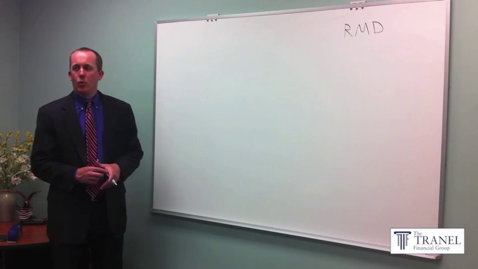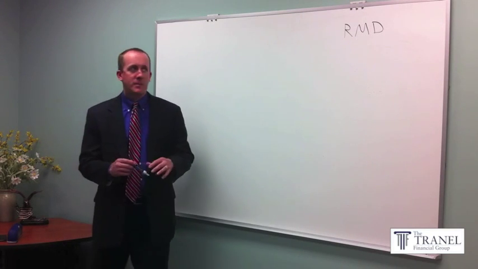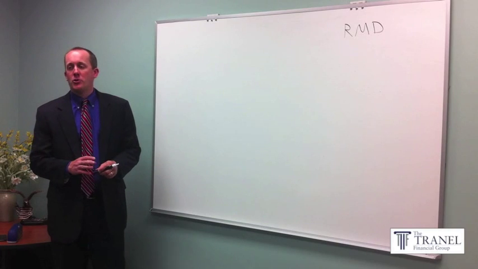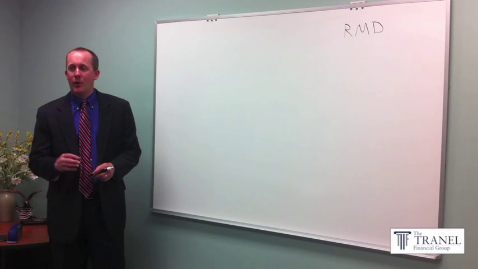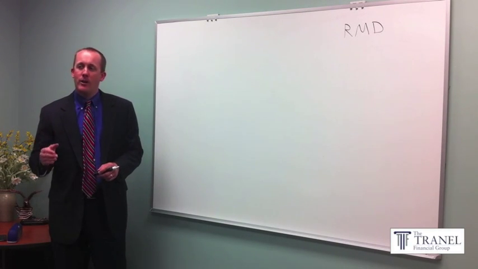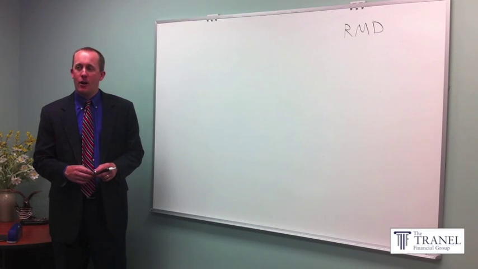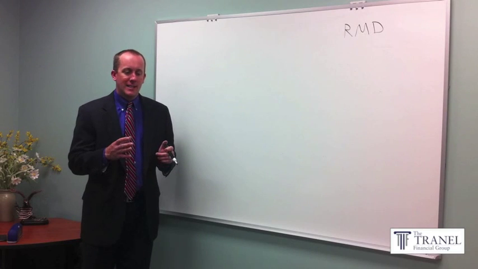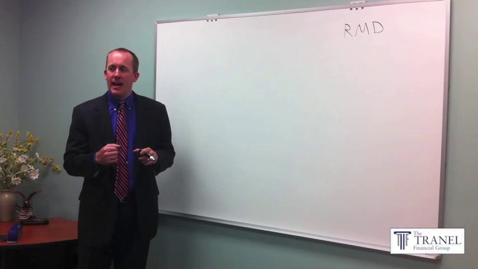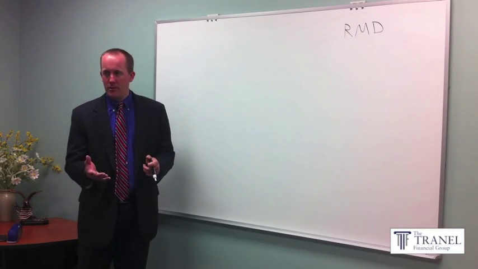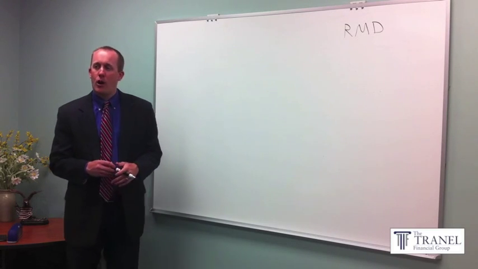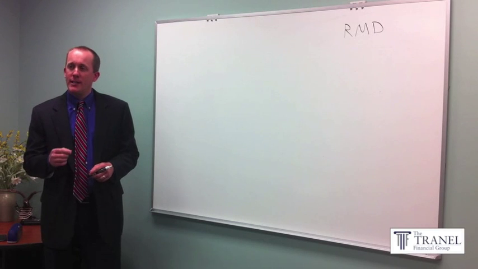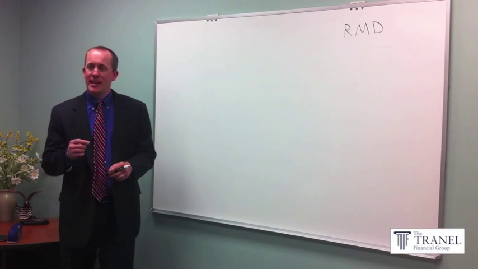In this section, we're going to talk about RMDs, Required Minimum Distributions. Almost all of your clients are going to need to withdraw required minimum distributions from their IRAs. Required minimum distributions is the amount of money that the IRS requires an individual to withdraw from their traditional IRAs starting at the time they reach age 70 and a half.